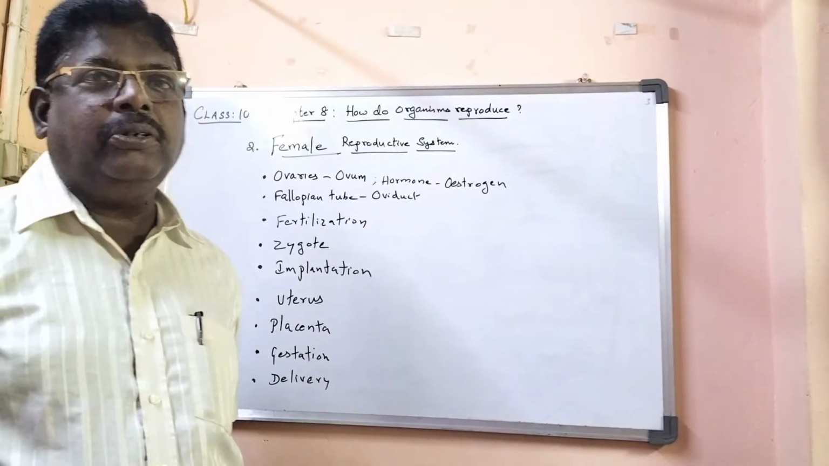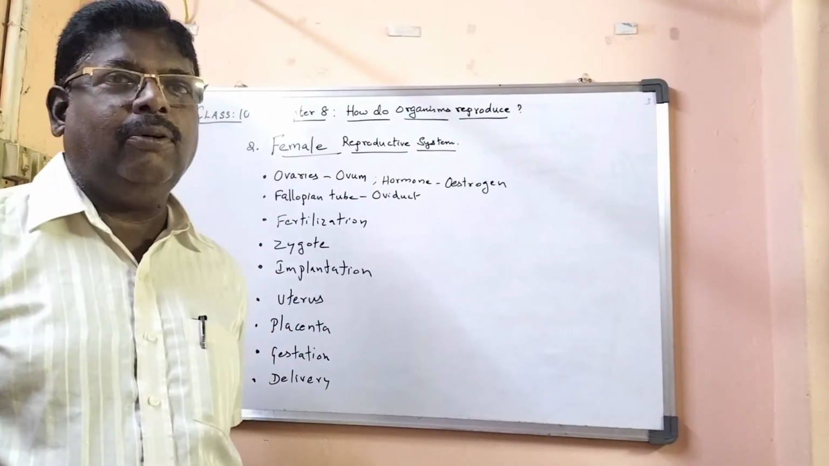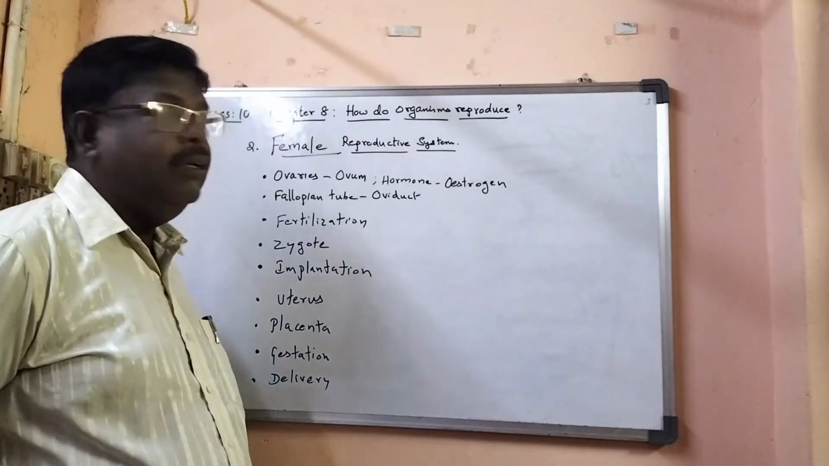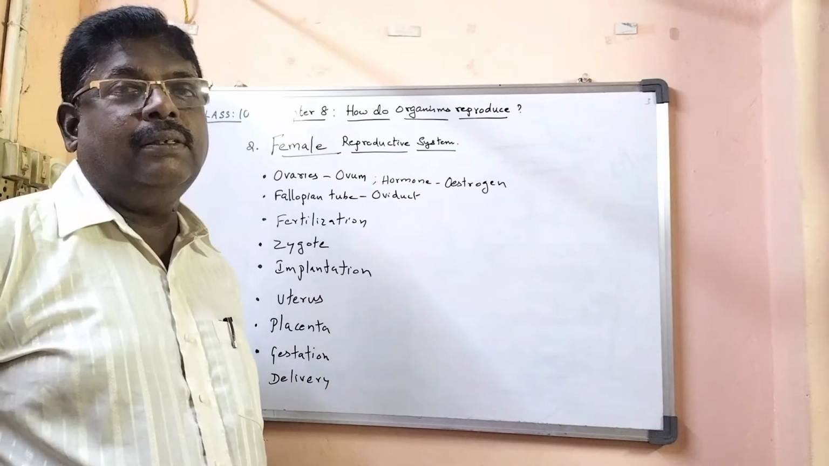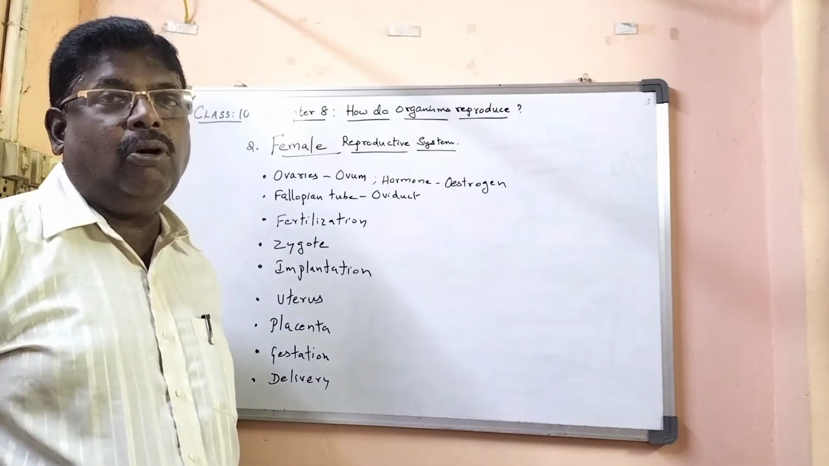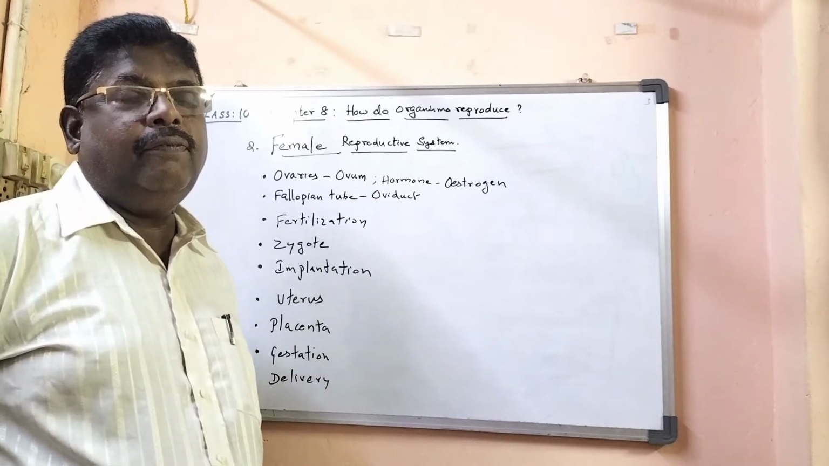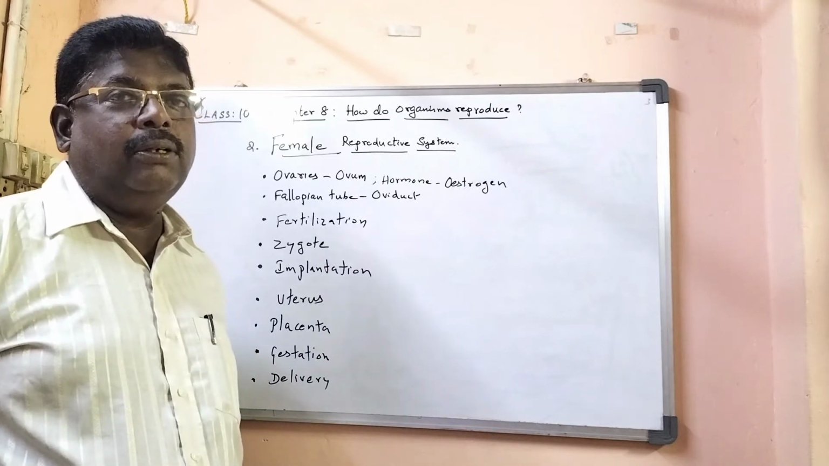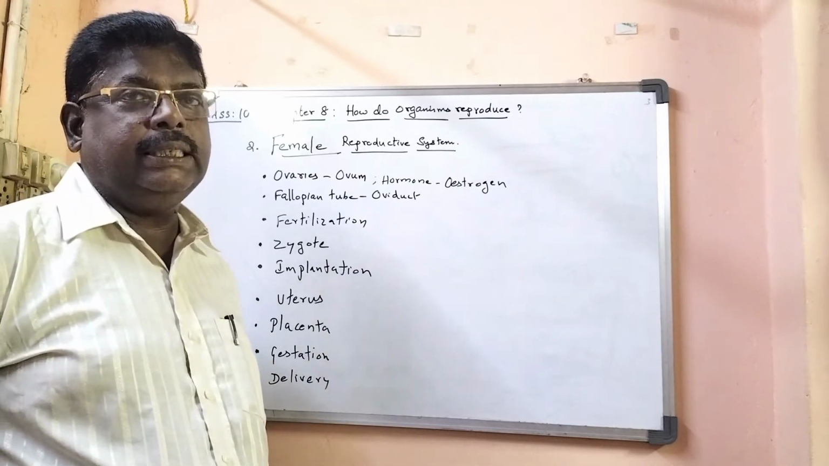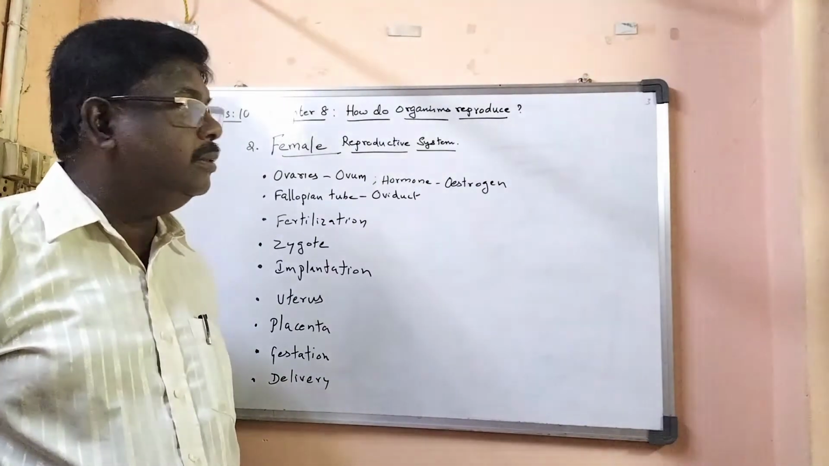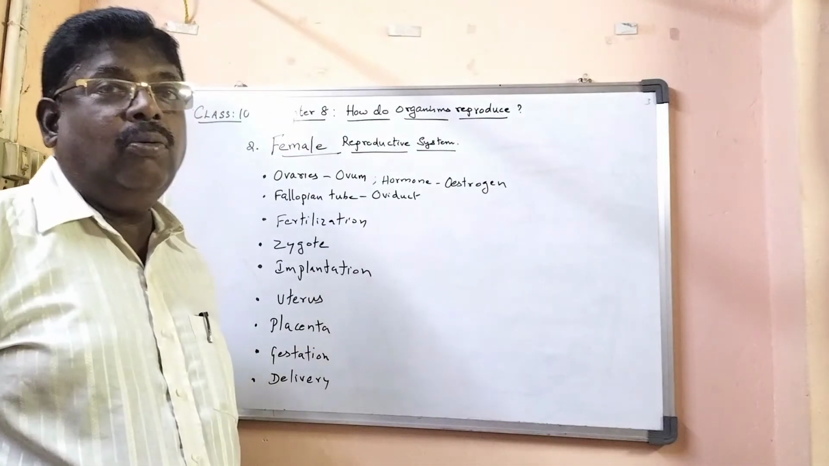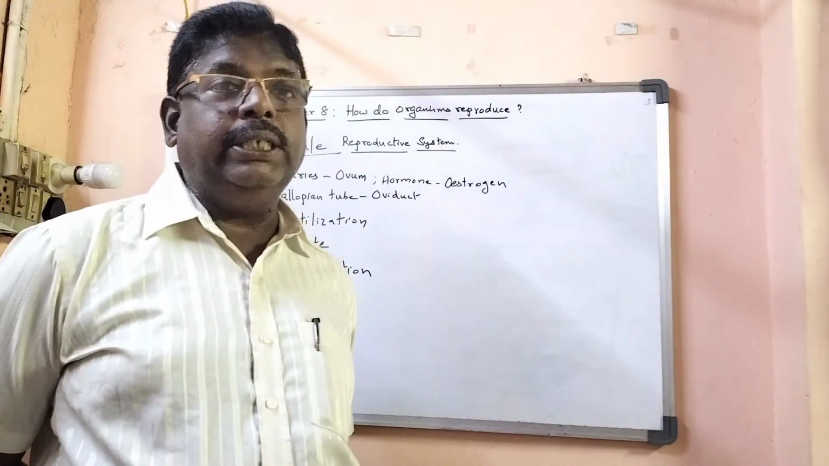Okay, next we'll see about the female reproductive system. The ovaries are the female reproductive organs. The female reproductive organs are a pair of ovaries. In the ovaries, the ovum is formed. Not only the ovum, the ovary also produces a hormone called estrogen.